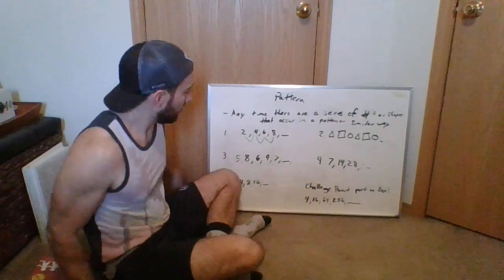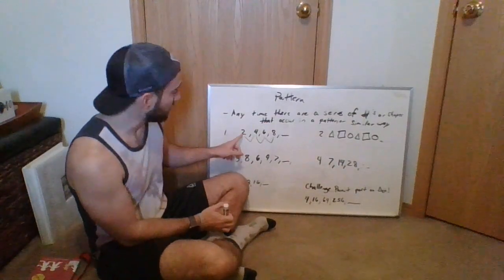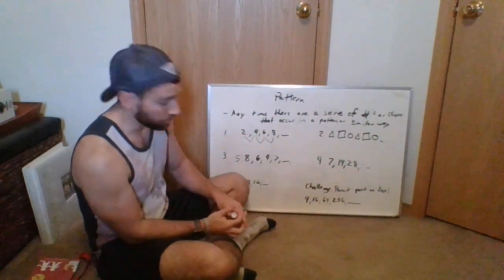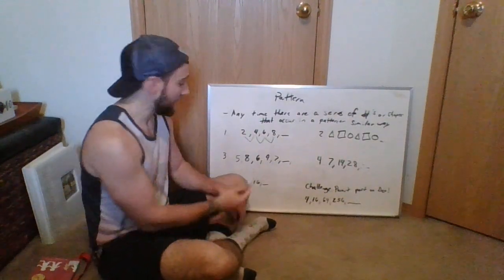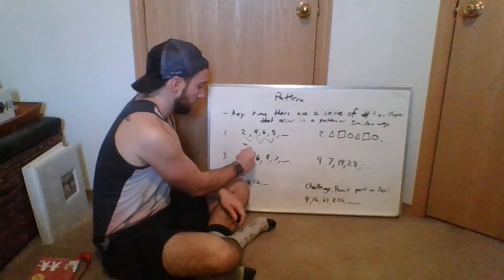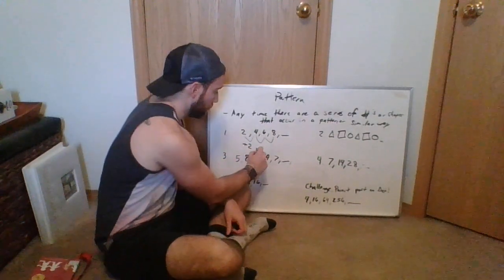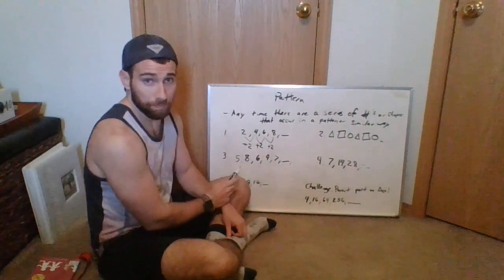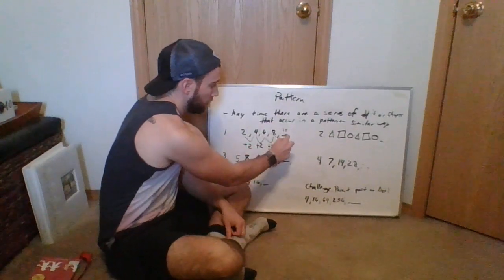And if we look, we'll notice that it's not times 2, because 2 times 2 is 4, but 4 times 2 is not 6. So in this one, this pattern is actually plus 2. So each time you would be adding 2. So our fifth digit, 2, 4, 6, 8, would be 10.